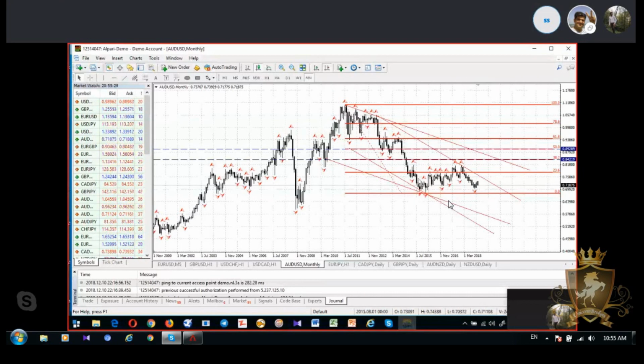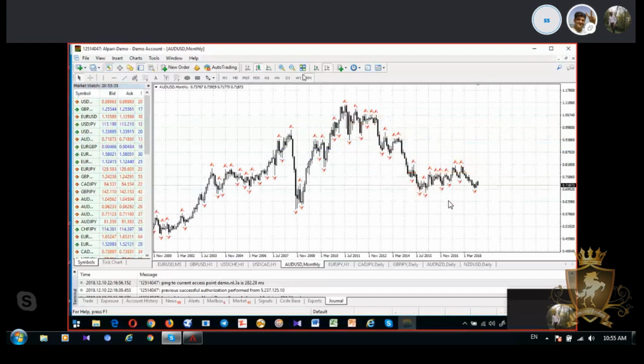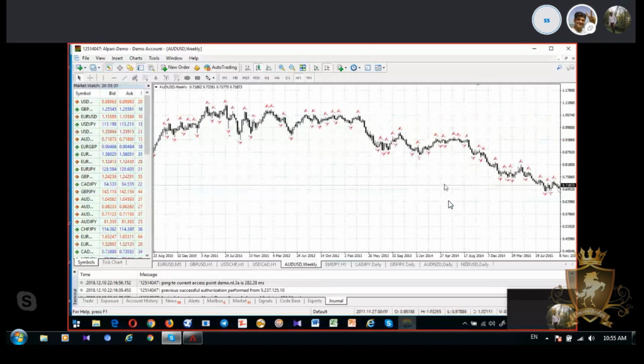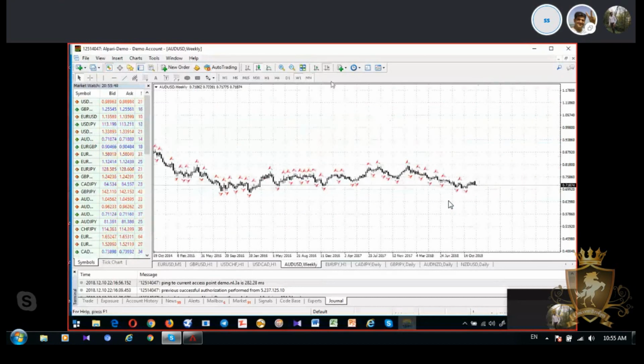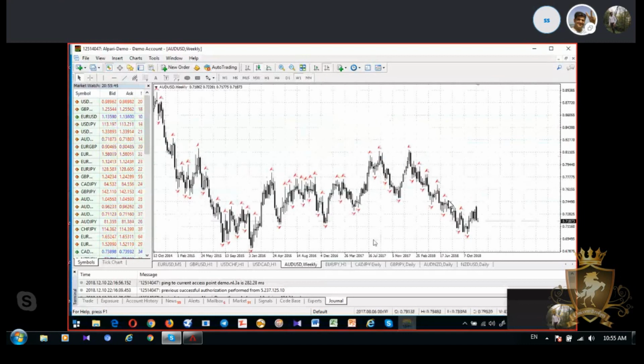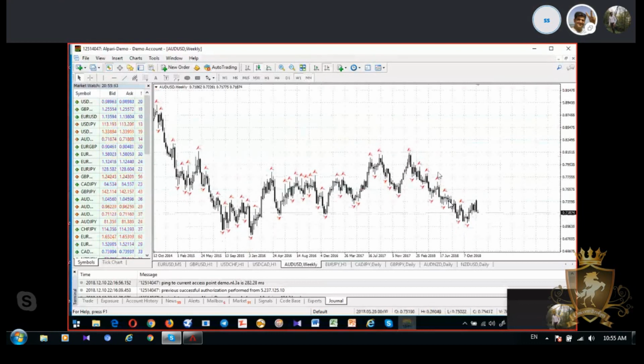Okay, so I erase this and I go to the weekly time frame. Right now in my weekly time frame, if we want to draw our trend line from the top, it would cause our price to break. So we do it from the bottom.